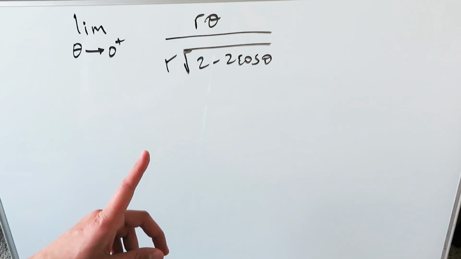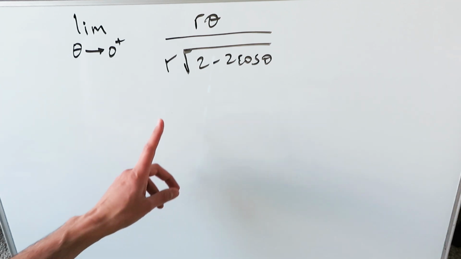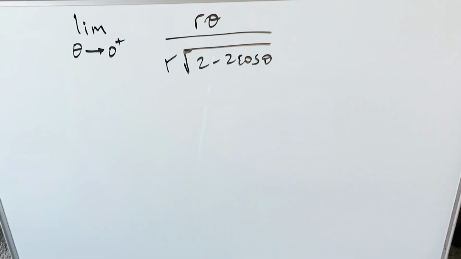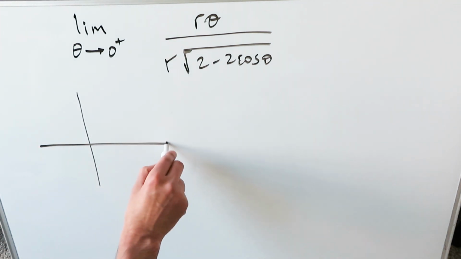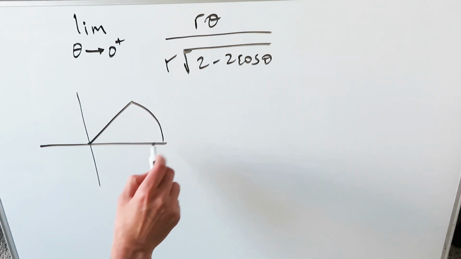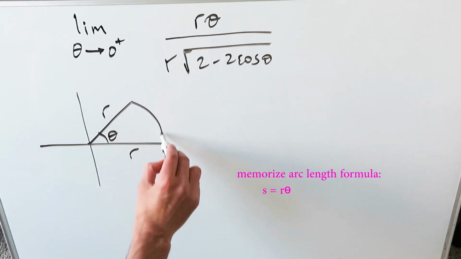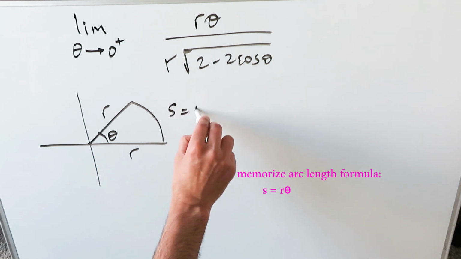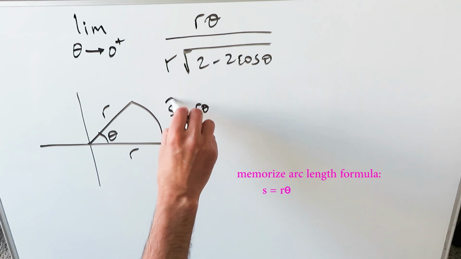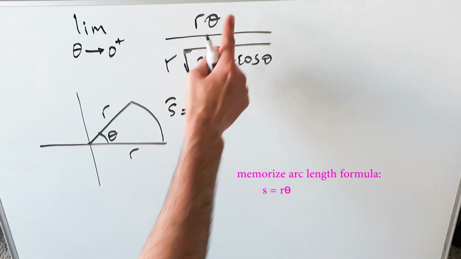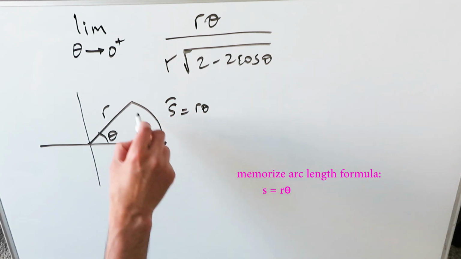I have in the numerator r theta. In the denominator I have r square root 2 minus 2 cosine theta. What does all of this mean? If you look over here at a portion of a unit circle, which is basically a sector, you have a certain angle theta, you have a certain radius, you have a certain arc length that is equal to r theta, and I'm indicating it as this. That's my numerator right over here, an arc length between these 2 points right here.